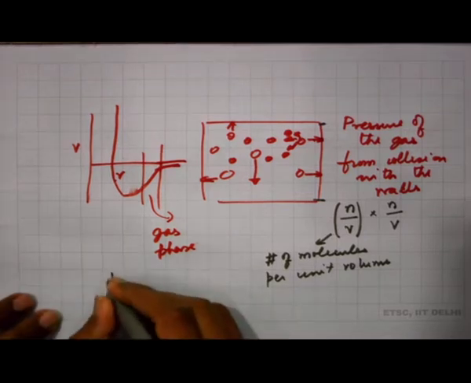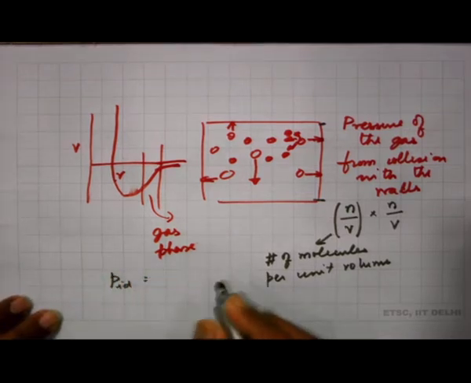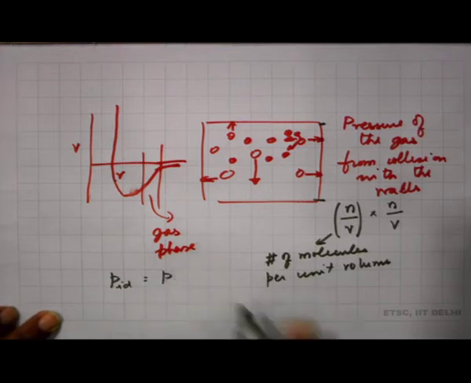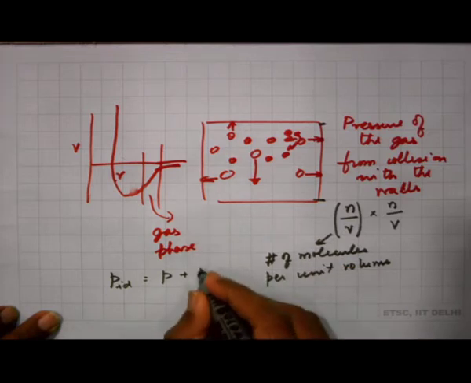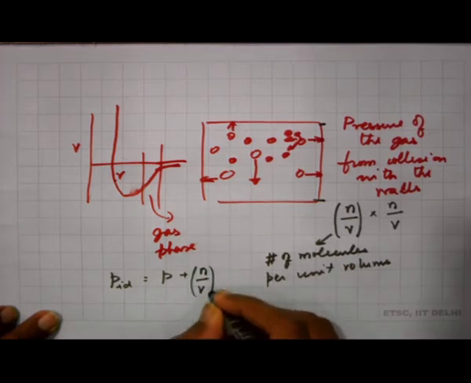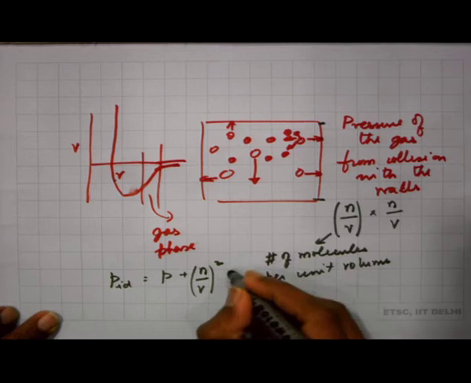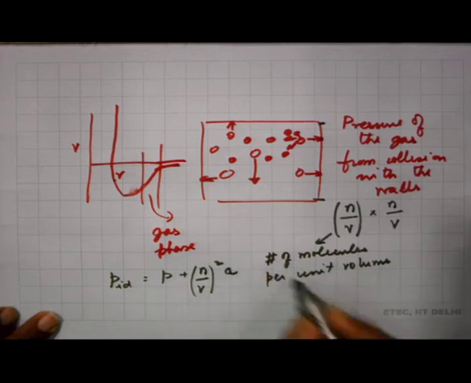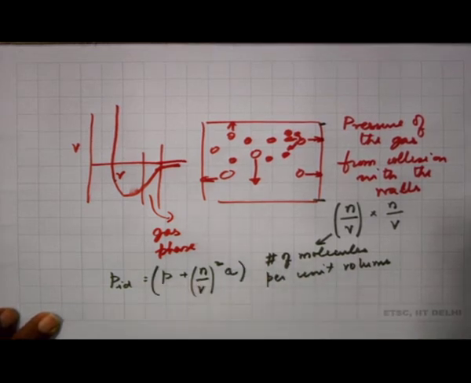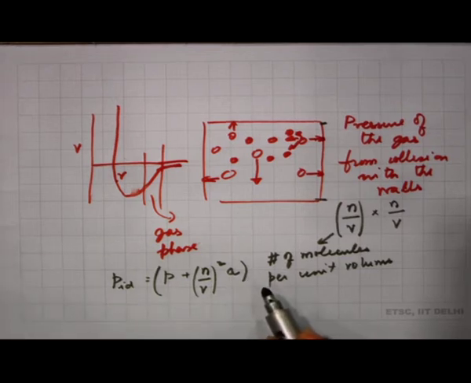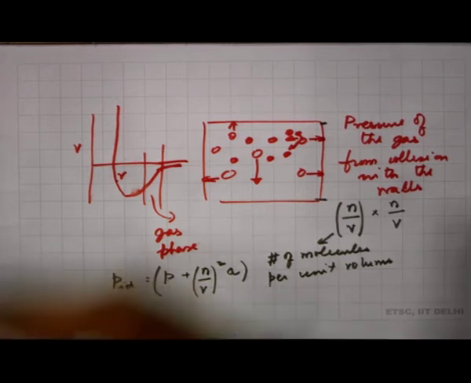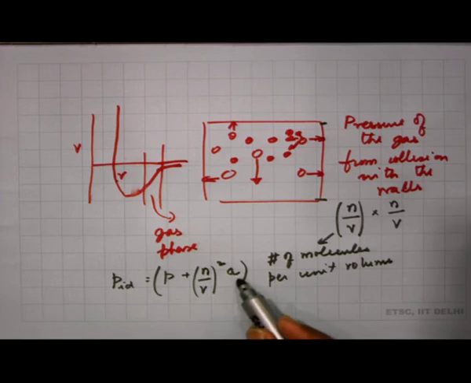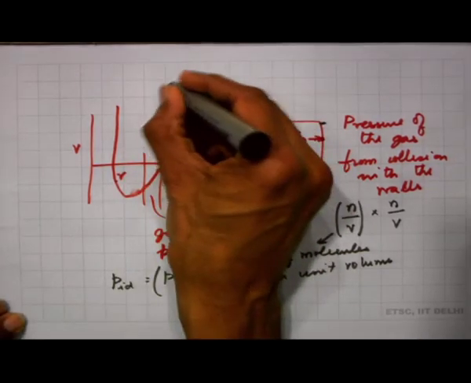So, your P ideal then will become the real P modified by a times n over V squared, where a is some factor which is dependent upon the gas, which models the intermolecular force that you have got. So, different molecules will have different a. Okay. So, this takes care of the pressure correction.